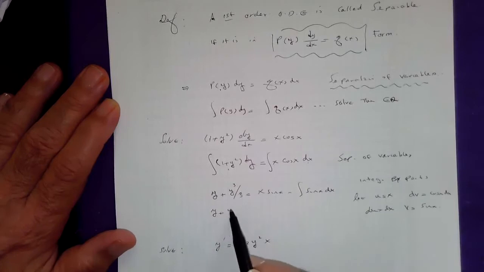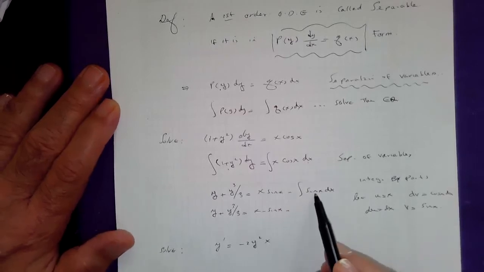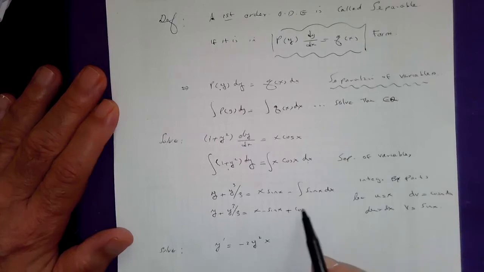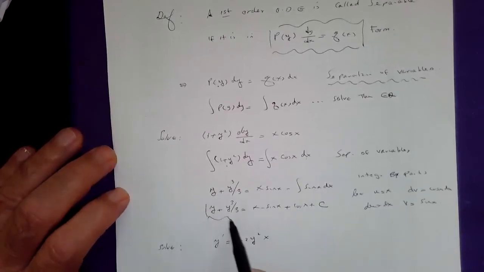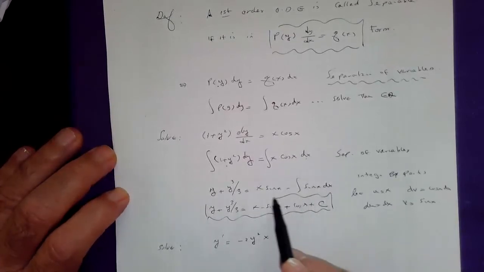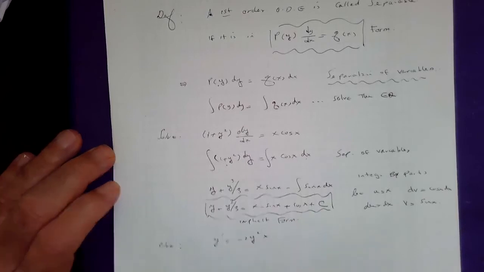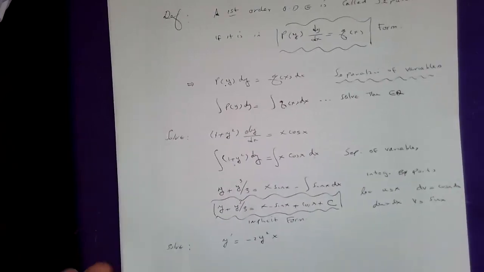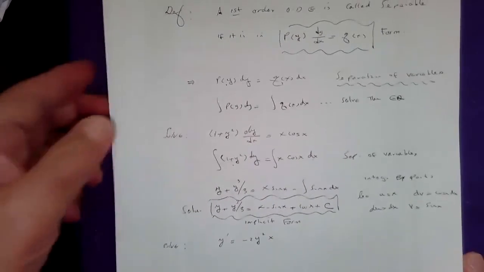So we get y plus y cubed over 3 equals x sine of x minus the antiderivative of sine, which is minus cosine, so that makes it positive cosine. Don't forget the c. So here is the implicit form of the solution. Remember, we call this implicit form because you cannot isolate the equation for y. So this is the solution, which is our final answer.